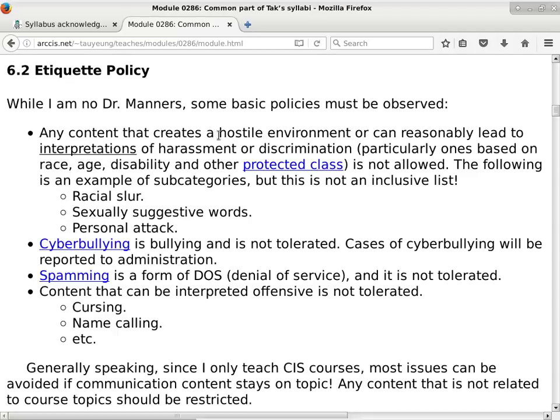Okay, so just make sure it's not hostile or can reasonably lead to interpretations of harassment or discrimination. In other words, the key word here is interpretations. The person who is saying something may not intend harassment or discrimination, but if the person who is receiving can reasonably interpret it as harassment or discrimination, we don't want it, in the forums or in the classroom. Okay.